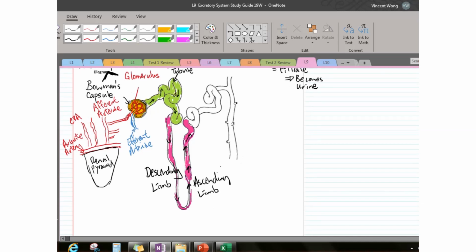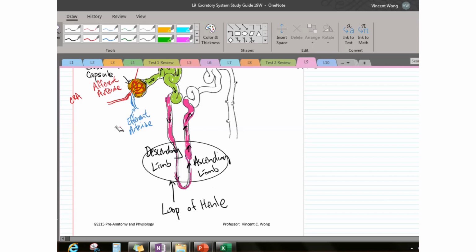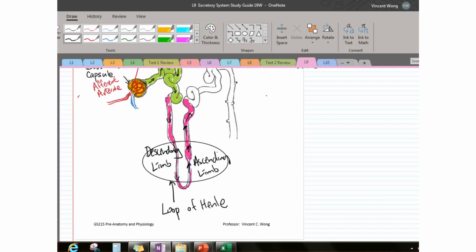Okay, and together, descending, ascending limb, right? That's called the loop of Henle. Loop of Henle. Okay. Just to give you a little bit of perspective, I'm gonna erase this stuff here. If you have it drawn already, that's fine. But I'm gonna erase it and tell you where exactly this nephron is, right?